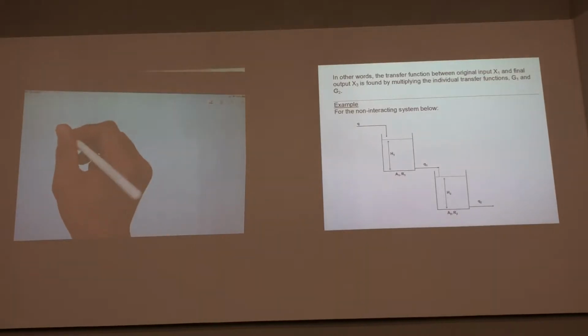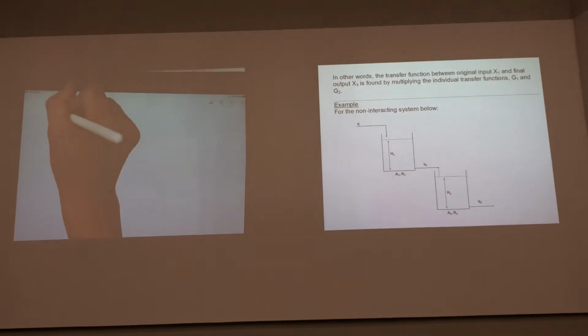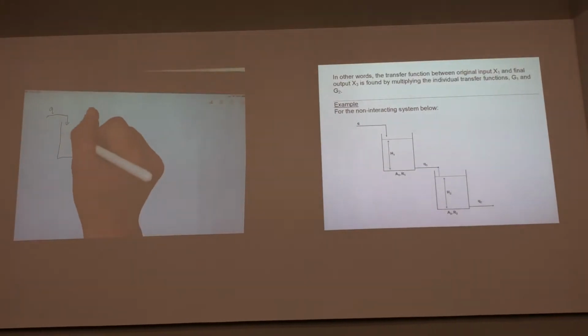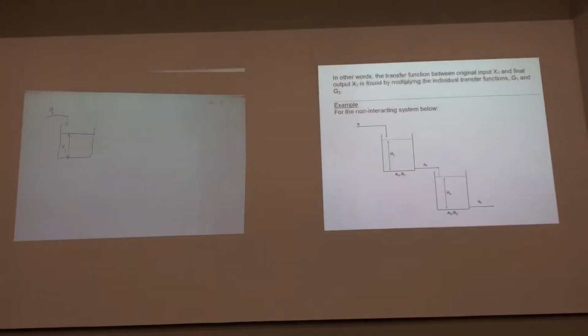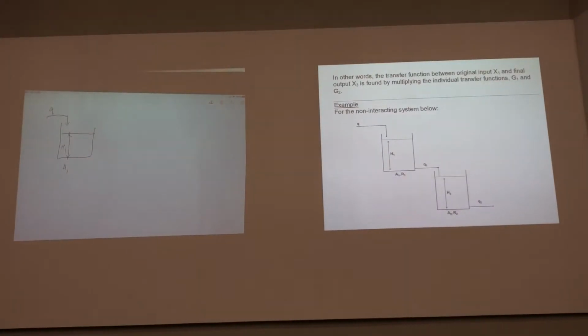Alright, let's do it. Incoming is Q. And the water level is, let's say, H1 for tank 1. We have A1, which is the area of tank 1. R1 is the resistance of tank 1. What comes out here is Q1. And the outlet of this tank flows to another tank.